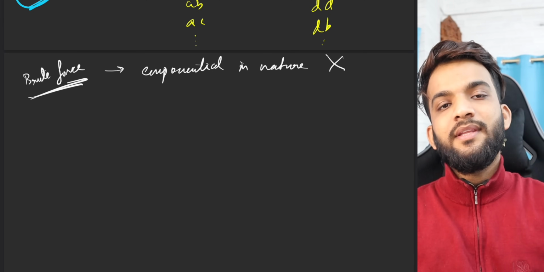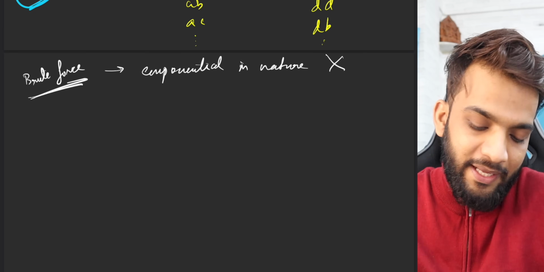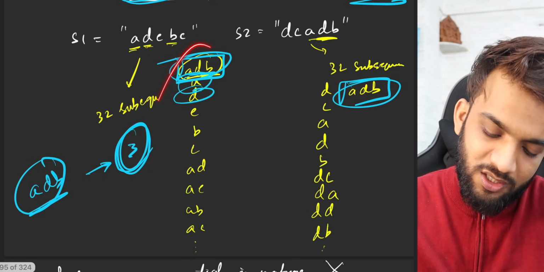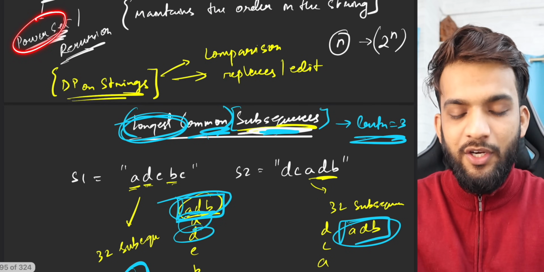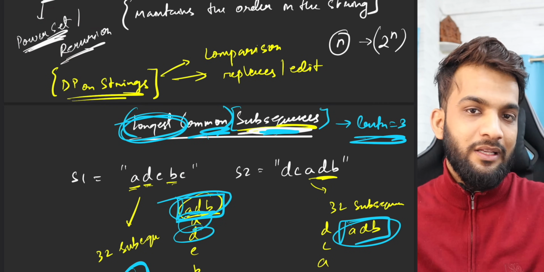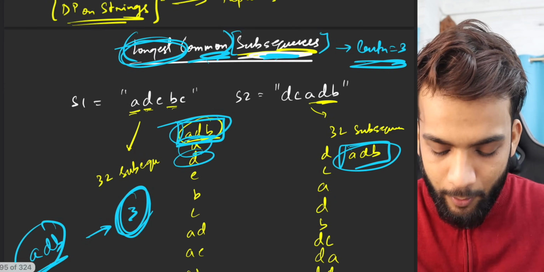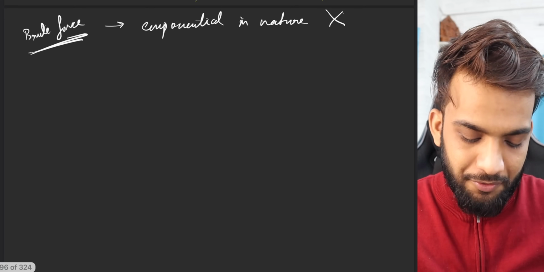Hence, a pattern that I will not follow. But yeah, if you want to generate all the subsequences, feel free to watch the power set video or the recursion video that I will be leaving the link to in the description. Okay, so if not brute force, then what?